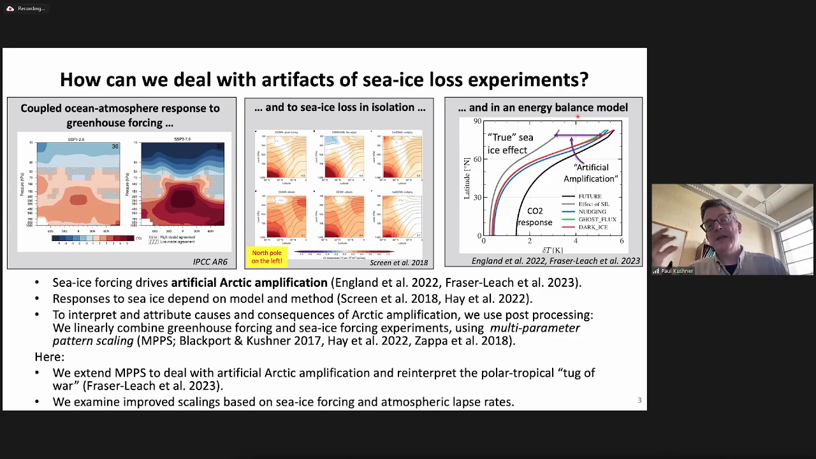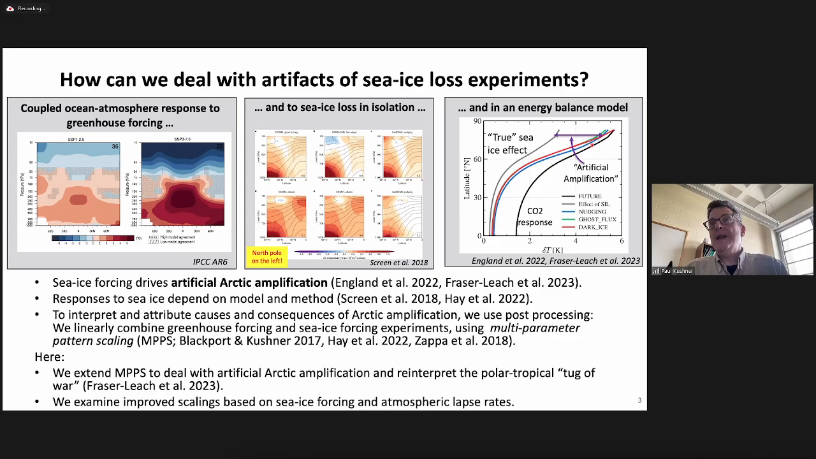And as sea ice is lost, the main effect that you can understand in a very simple model is just a planetary albedo effect. And they call this the true sea ice effect. And this here represents the change in surface temperature in response to the sea ice effect, which is a moderate warming of about 2 or so degrees in the particular cases that they were looking at. This black curve here represents the response to CO2 in this simple energy balance model.